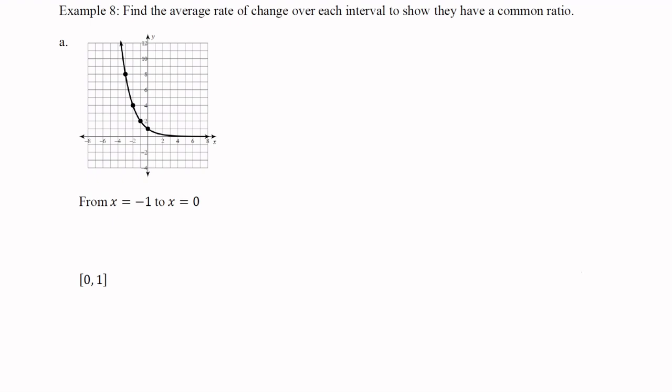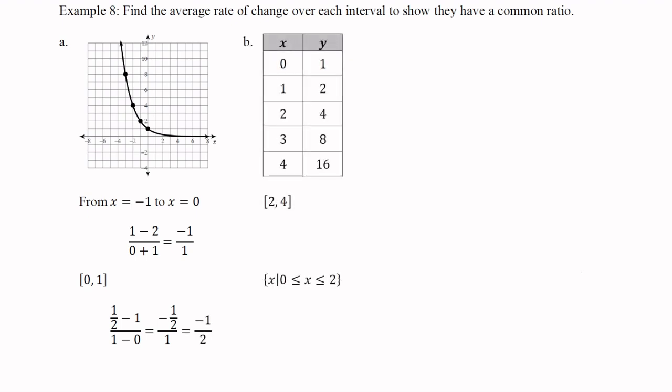Now let's look at the average rate of change over an exponential function. So from -1 to 0, we have 1 minus 2 over 0 plus 1, which gives us -1 over 1. For 0 to 1, we have 1/2 minus 1 over 1 minus 0, which gives us -1/2 over 1. Now, you'll notice that both of these are over 1, so therefore that kind of leans us toward having a common ratio, since our numerators are the same and our different rates of change.